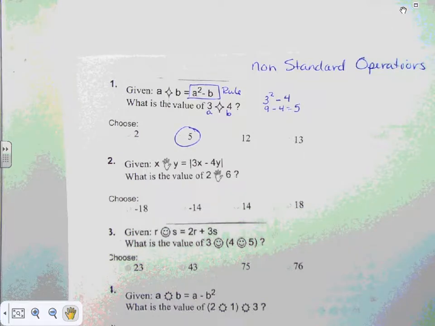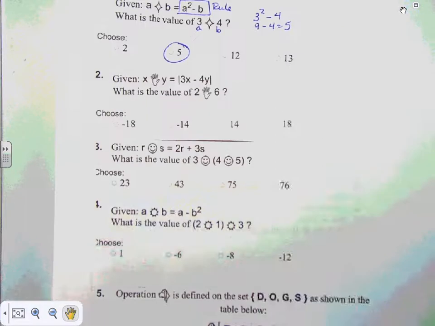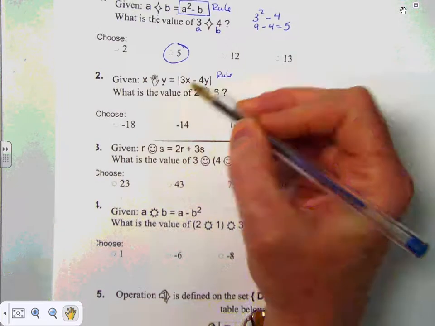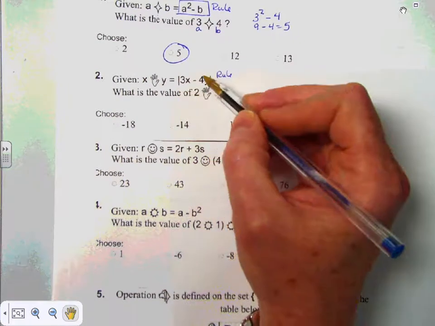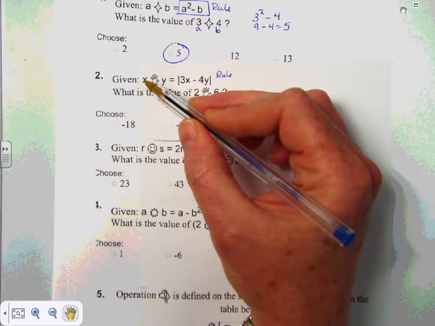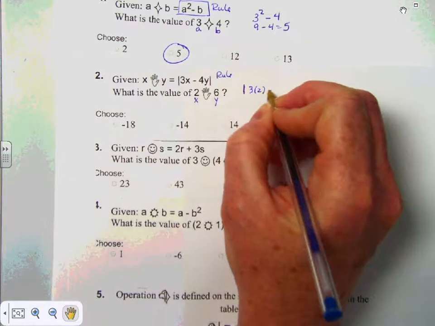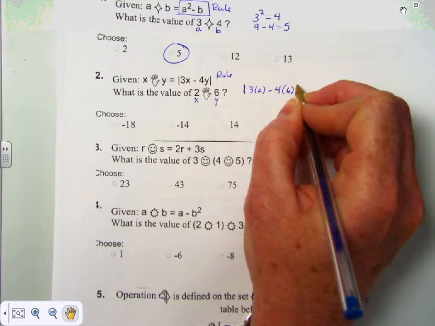All right, so X hand Y. There's the rule. So I need the absolute value of 3x minus 4y. So X hand Y, that means this side is the X. So there's an X, there's a Y. So that means I need the absolute value of 3 times the X value, which is 2, minus 4 times the Y value, which was 6.